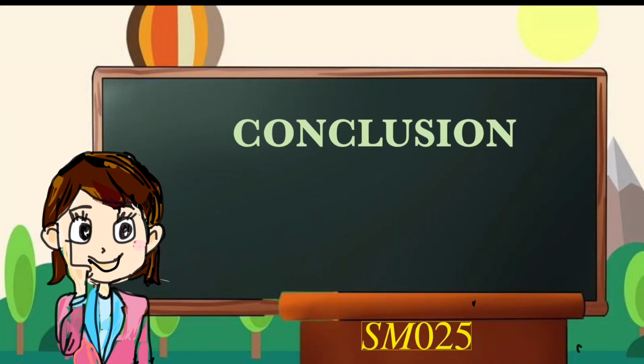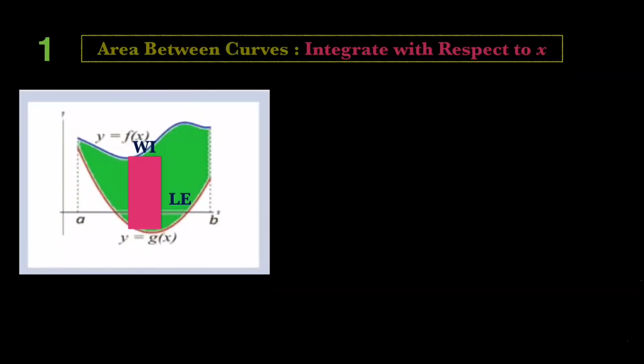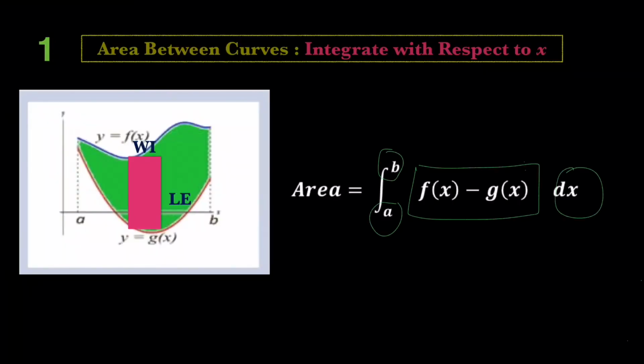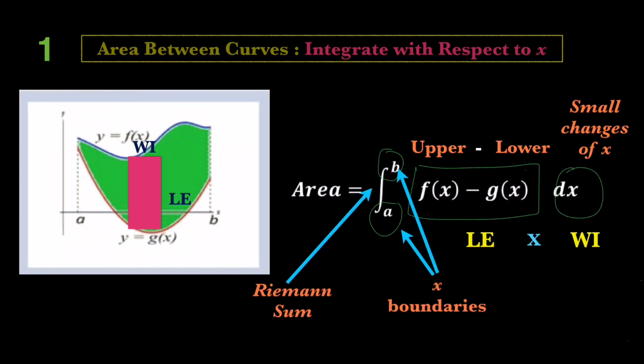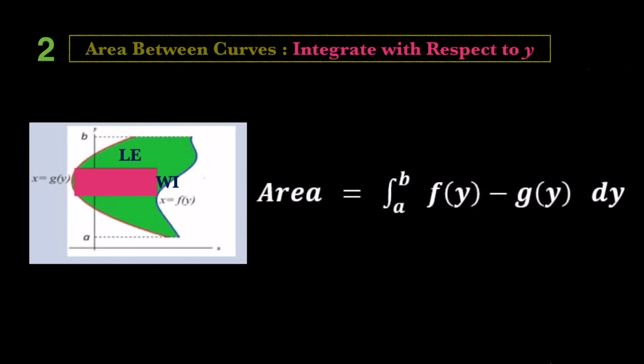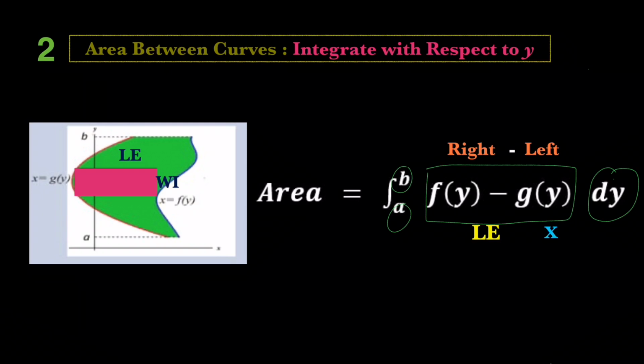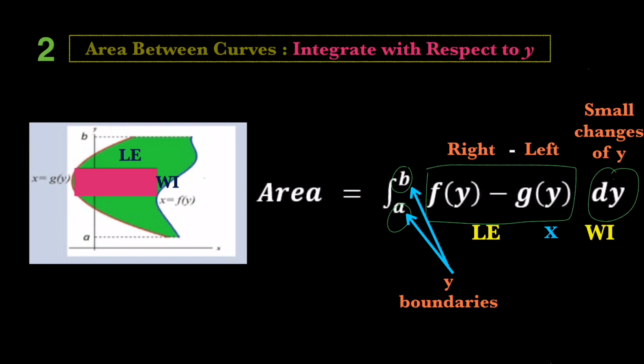As the conclusion, we can say that there are two cases to be considered. Case 1, with the vertical Levy block, the integration is with respect to x. Length is the upper function subtracted by the lower function, and width is the small change of x. Case 2, with the horizontal Levy block, the integration is with respect to y. Length is the right function subtracted by the left function, and width is the small change of y.